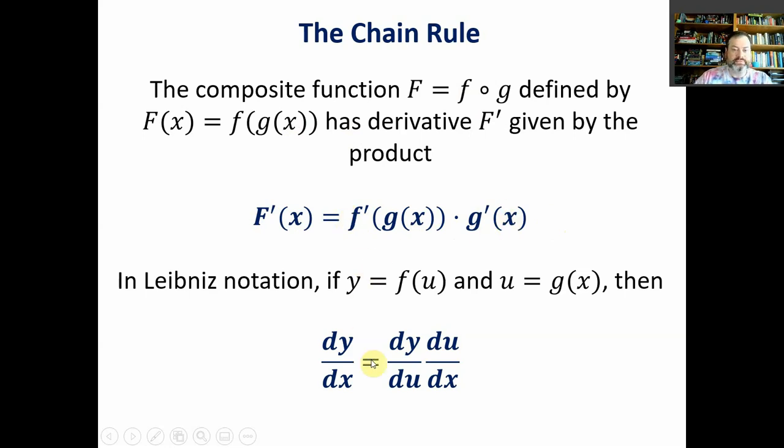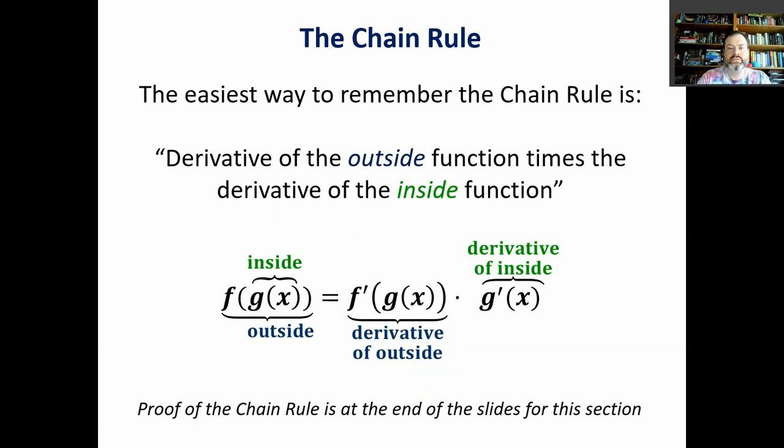The other way to write it is the Leibniz notation, where we have dy dx is dy du times du dx, because we're defining this g of x as another function called u. So this is the derivative of y with respect to u, that's the outside function. This is the way you want to remember the chain rule.